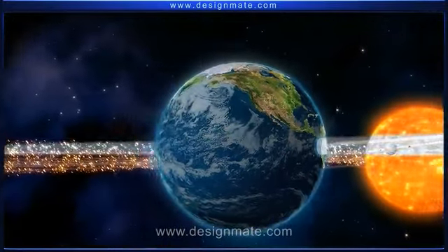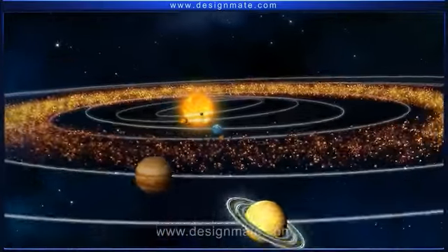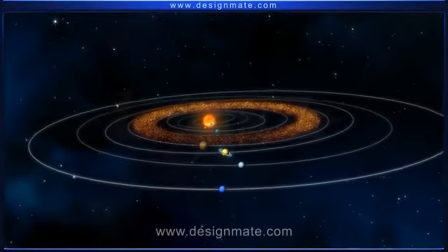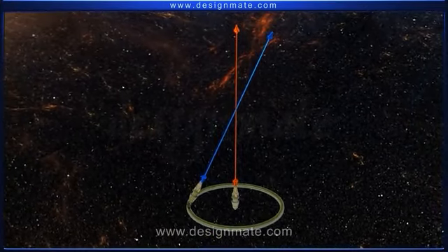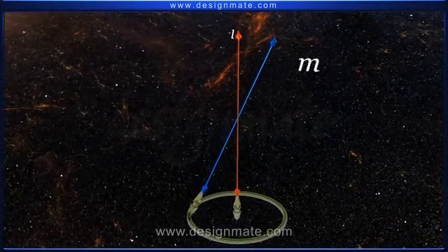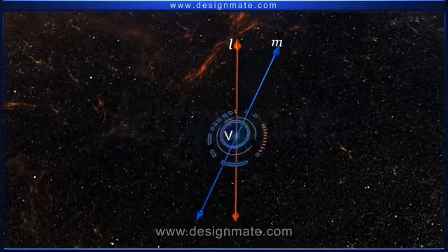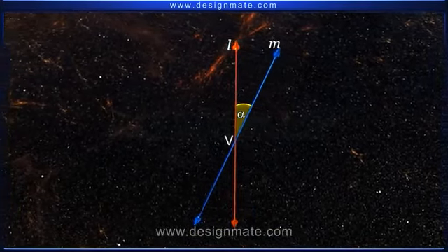We know that the planets revolve around the Sun in stretched circular paths. To understand the formation of such curves, let us proceed with an activity. Let us have two intersecting lines, L and M, with a point of intersection V and the angle between them alpha.